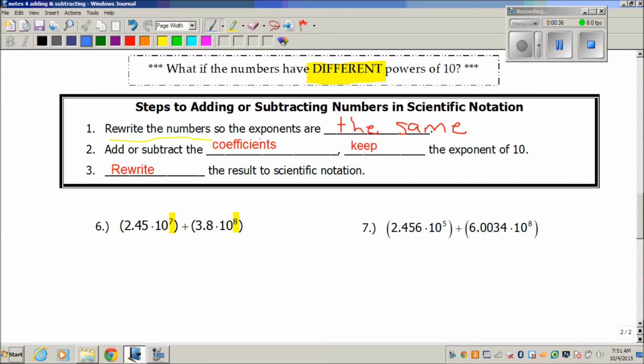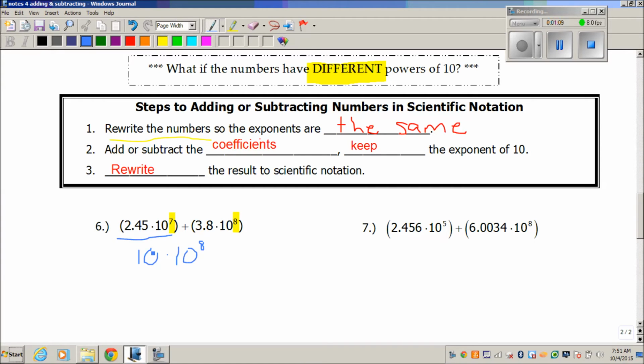It's much, much easier if you rewrite the smaller one, because then at the end you won't have to readjust your number again. And I'll show you what I mean by that. So let's choose this first number, the one that's 10 to the 7th, and I'm going to rewrite this number so it's 10 to the 8th. I want this to have a 10 to the 8th in it. Now, I can't just change the number. I need to keep it the same value. So what I'm going to do is multiply by 10 to some power so it's still equal to 10 to the 7th.